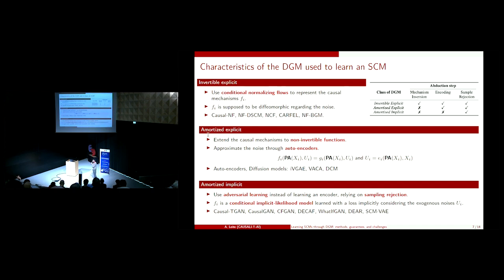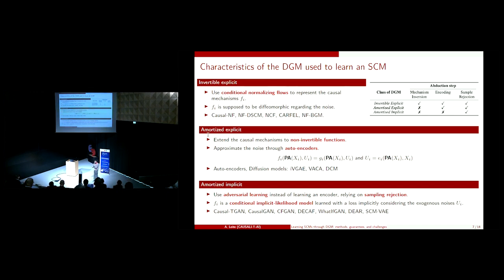First, we consider the characteristics of these existing methods, here called deep generative models, used to approximate the abduction step, that is, to approximate the value or distribution of the noise. They can be classified into three classes. One we call invertible explicit. These are all the methods that assume the mechanism is invertible. When the mechanism is invertible, it is very direct to compute the abduction step, because it is just the inverse of the mechanism.